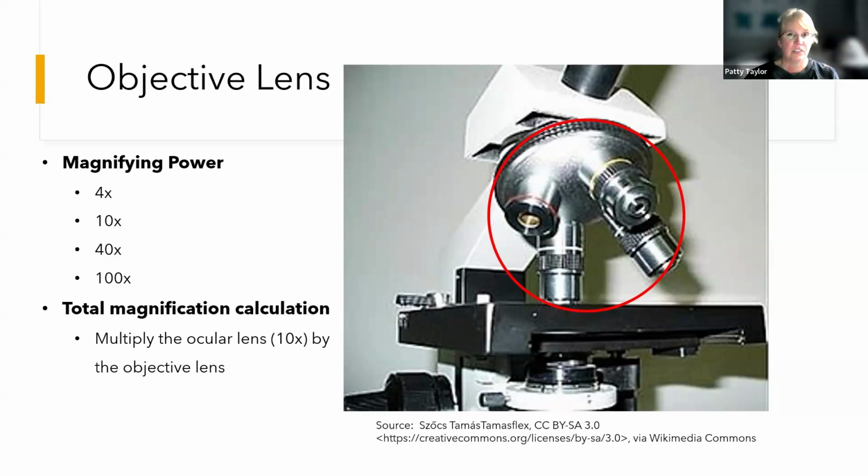Now, what you can't see from looking at this picture is that those objectives get longer by the power. The shortest objective is the 4x. The longest one here is the 100x.